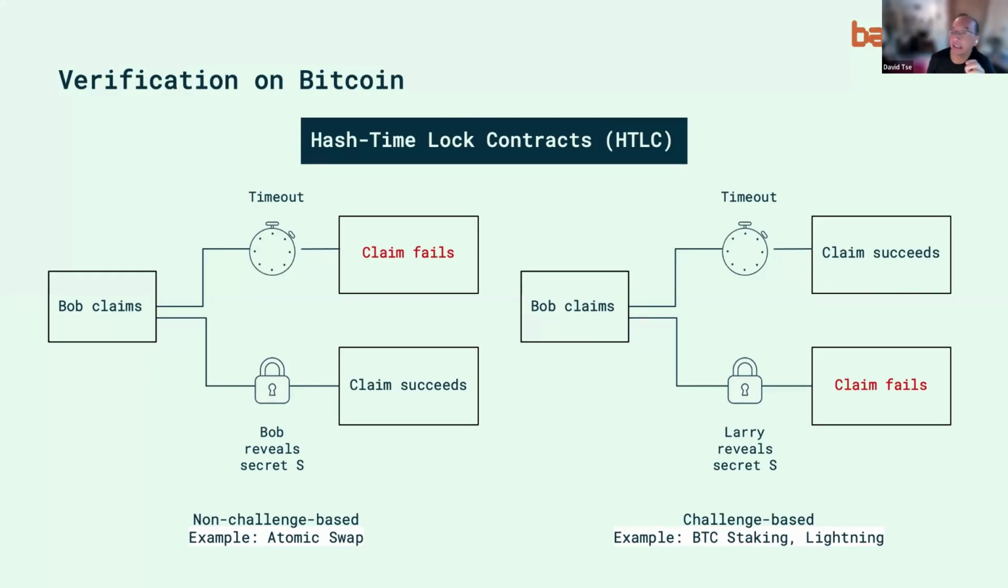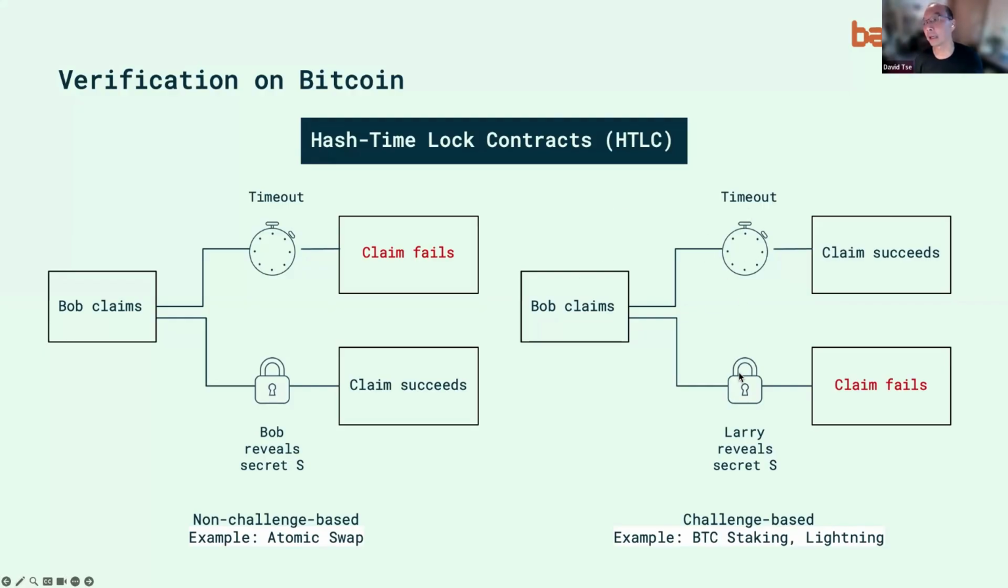The main reason is because the Bitcoin chain is very slow, okay? And sometimes there's congestion in the Bitcoin chain. So even if Larry can immediately extract the secret, it may take him some time to actually send a Bitcoin transaction onto the Bitcoin chain to stop Bob's claim.